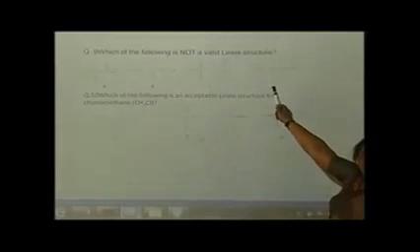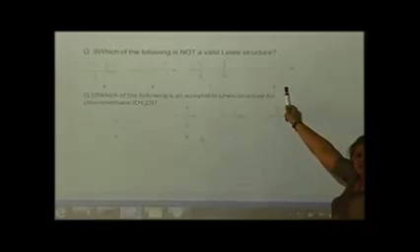Then, which of the following is not a valid Lewis structure? This again should be very quick. D. Oxygen forming 3 bonds. Oxygen doesn't have d orbitals. It requires only 2 electrons to complete its octet. It cannot form 3 bonds. So this is the correct answer.